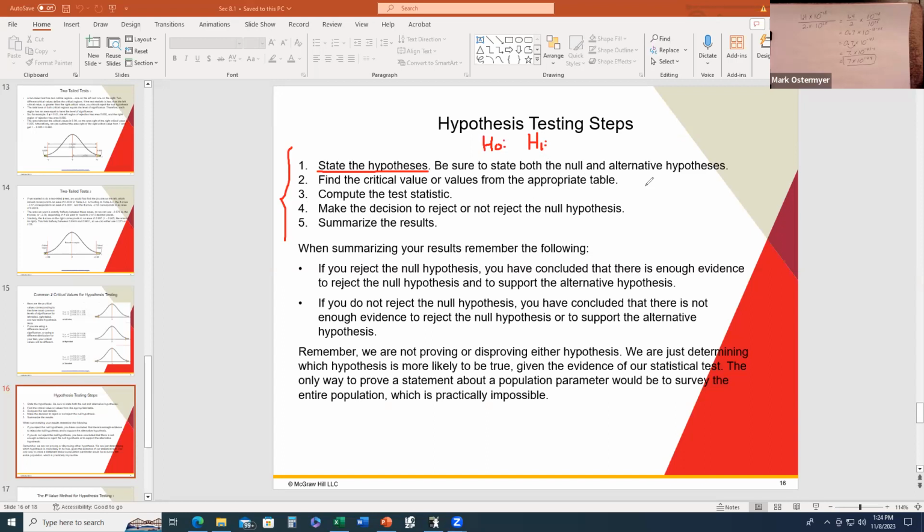And that's going to depend upon whether you're conducting a one-tailed test or two-tailed test as to how many rejection regions you're going to have, okay? And also the size of your rejection regions.